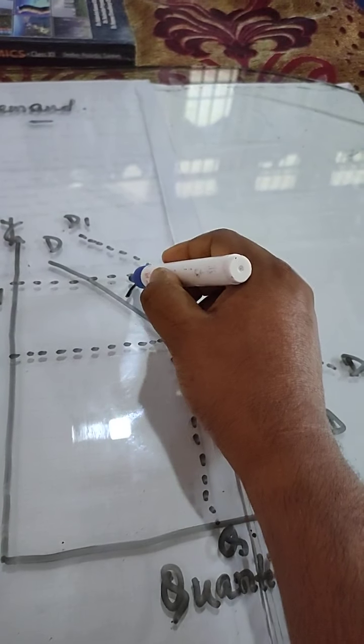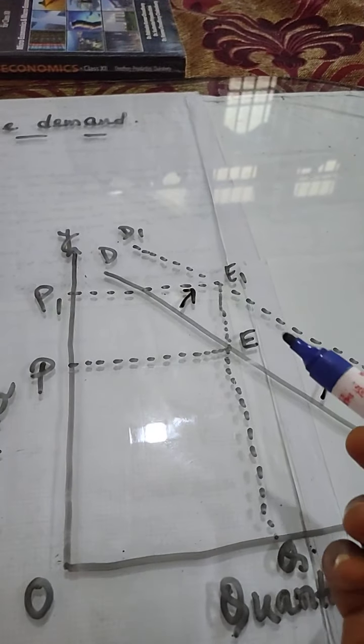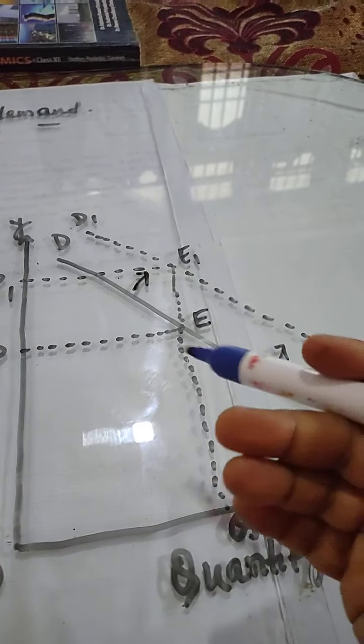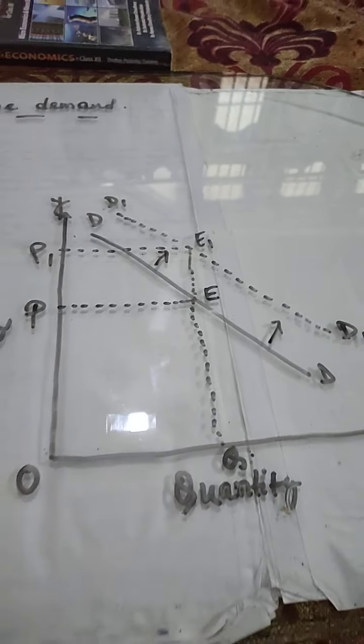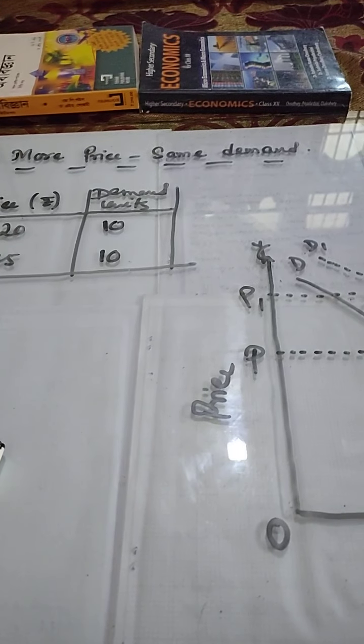What is the cause? That consumers are ready to pay more price for the same unit of the commodity. In such a situation also there will be an upward shift of the demand curve from its original position, that is DD to D1. Students, I think you can get the concept. Next we'll see the decrease in the demand curve.